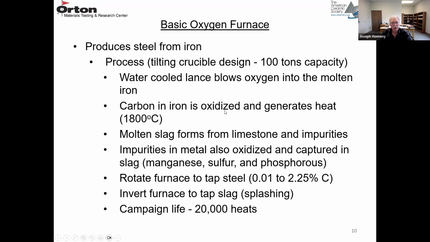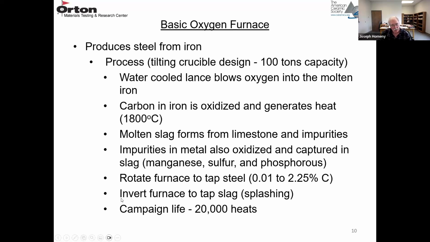The carbon in the iron is oxidized, that generates heat. And these run about 1800 degrees C. And then the limestone melts and forms a slag. It takes up the impurities. Some of the impurities in the metal are also oxidized and captured in the slag. Metals like manganese, also sulfur and phosphorus. And then this furnace is rotated to tap the steel. And the carbon contents, depending on the type of steel they're making, range from 0.01% to 2.25% carbon.